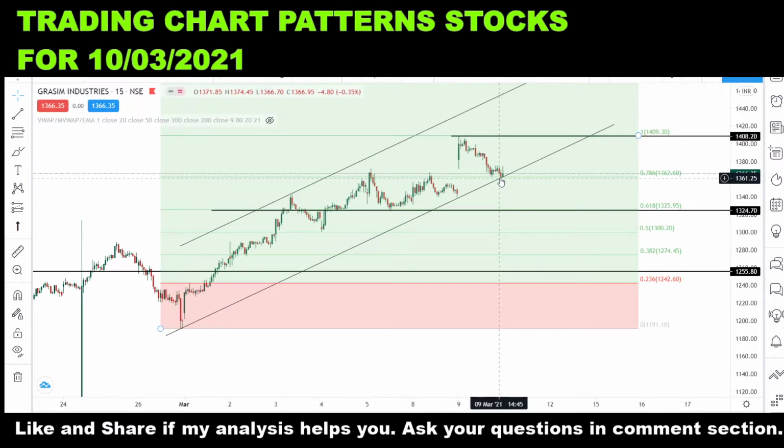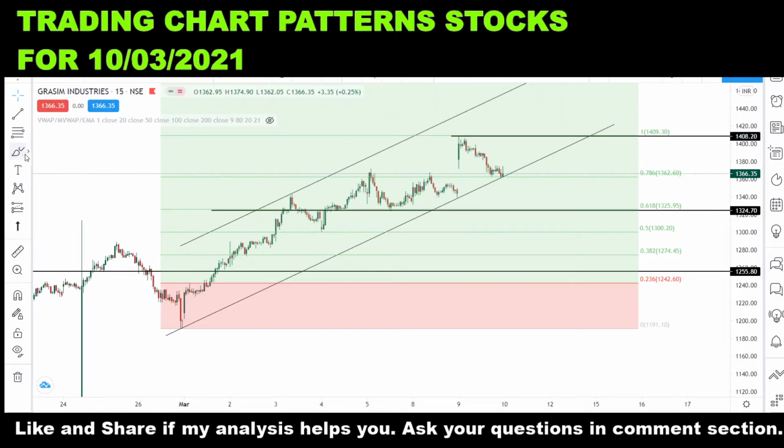Why did it make a low of 1362.60? It's actually a Fibonacci number. See, this is the swing low and this is the swing high for Grasim Industries, and the stock went down till 1362.6 rupees exact. And what can happen tomorrow?